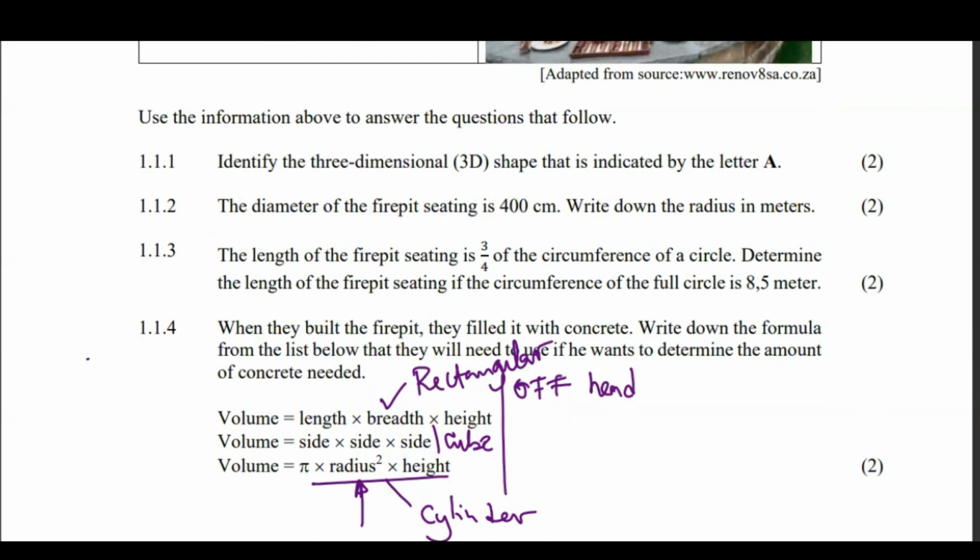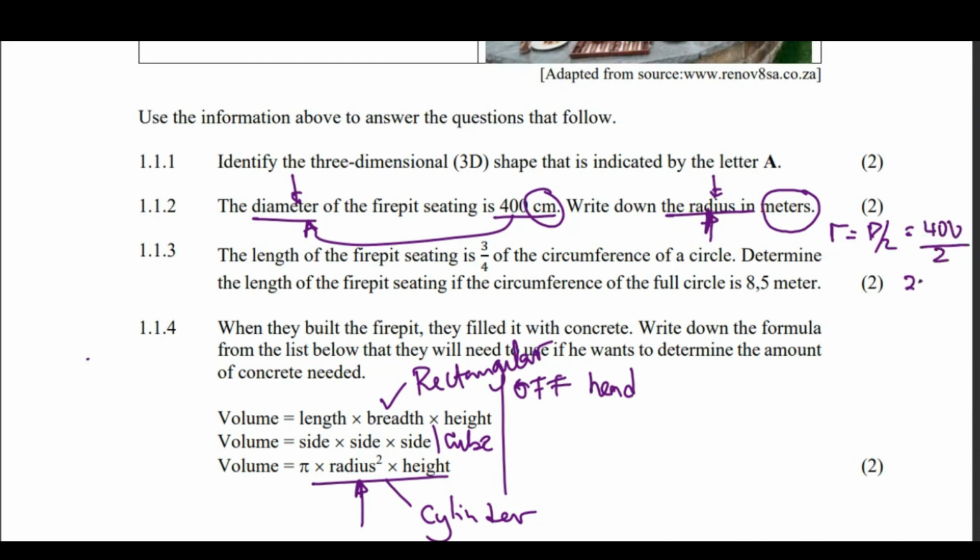Now, listen. You see, these are simple. The diameter is in centimeters. Take note of that. They want the answer in meters, and they want the radius. Remember very well that radius will always equal diameter divided by 2. So this has to be 400 divided by 2, 200 centimeters, of which we divide by 100, we get our 2 meters. You see, 2 marks got just like that.